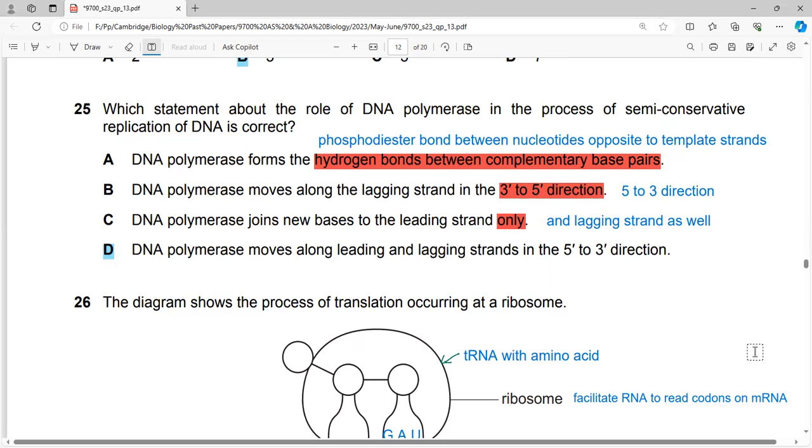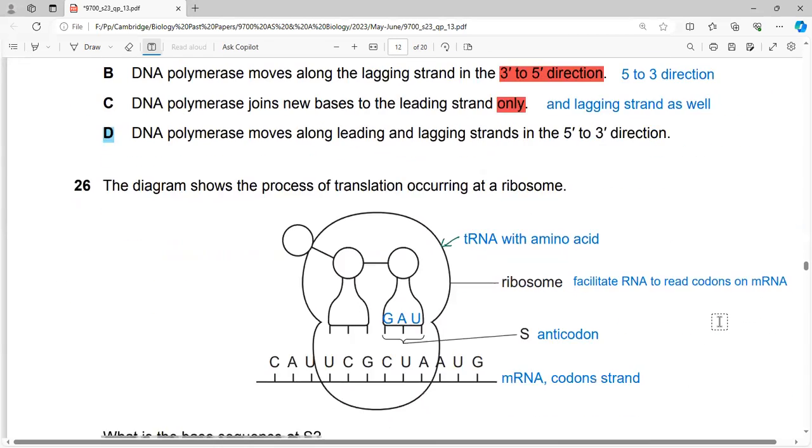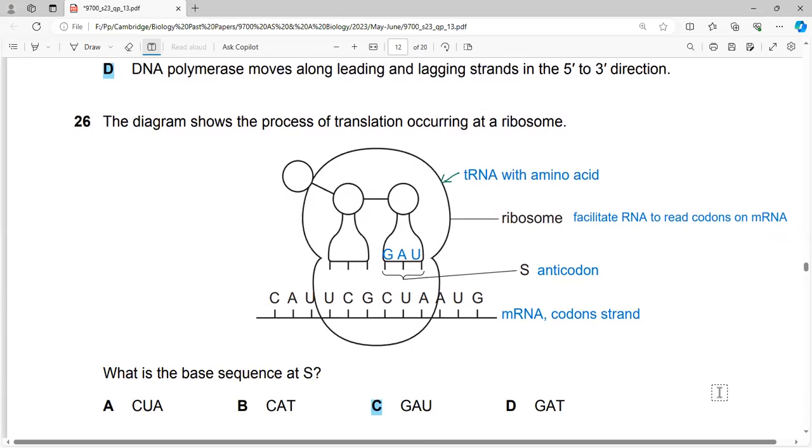The DNA polymerase is working with a leading strand, is working with a lagging strand, and it's also moving in the 5' to 3' direction. So on the basis of this information, D is our correct option here. We're going to proceed to question number 26.